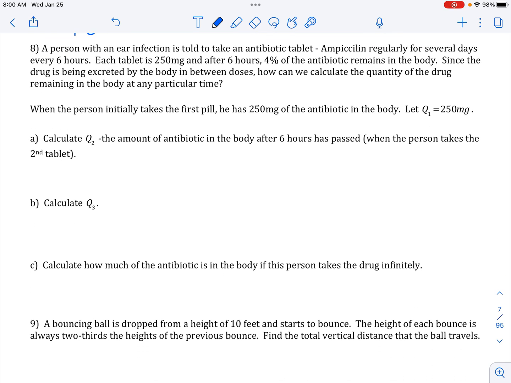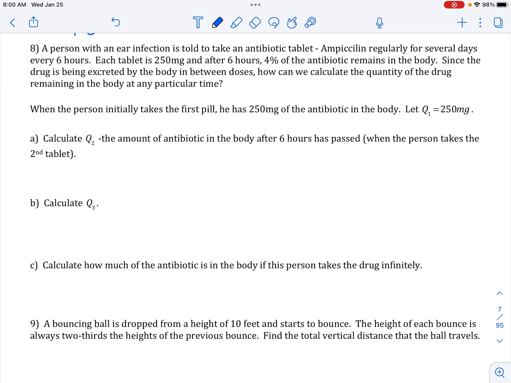Okay. Let's look at one other example, two last ones actually. So this one says a person with an ear infection is told to take an antibiotic tablet, ampicillin, regularly for several days, every 6 hours. Each tablet is 250 milligrams, and after 6 hours, 4% of the antibiotic remains in the body. Since the drug is being excreted by the body in between doses, how can we calculate the quantity of the drug remaining in the body at any particular time?